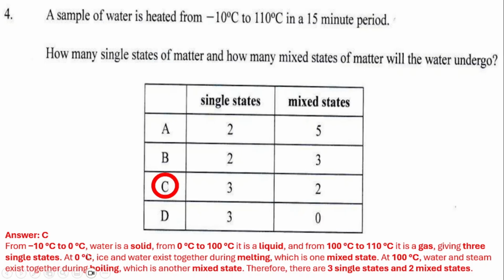Now, at 0 degrees Celsius, ice and water exist together during melting. So that's going to be a mixed state, which is one mixed state. At 100 degrees Celsius, water and steam exist together during boiling, which is another mixed state. Therefore, there are 3 single states and 2 mixed states. So the correct answer is definitely going to be C.